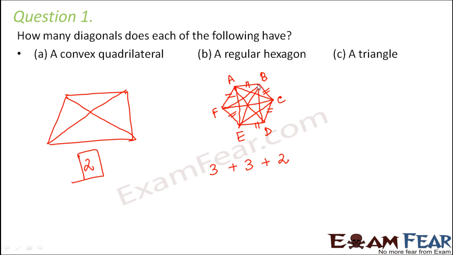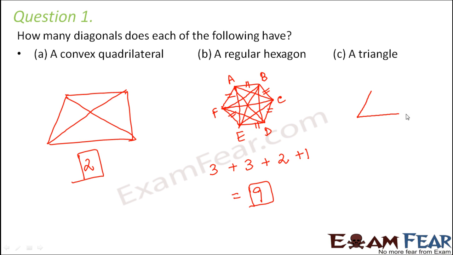What about D? D is already connected to B. D is also connected to A, but D is not connected to F. So from D to F, we can draw only 1 diagonal. For E, from E to C already connected, E to B already connected, E to A already connected. So from E, we do not need to draw any further diagonals. So that means the total number of diagonals that we can have in a regular hexagon comes out to be 9.